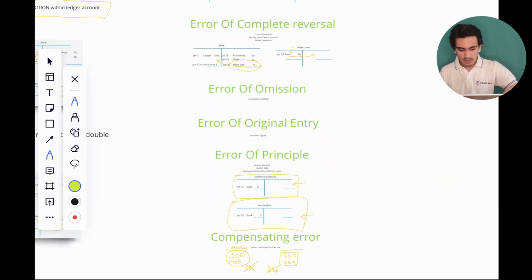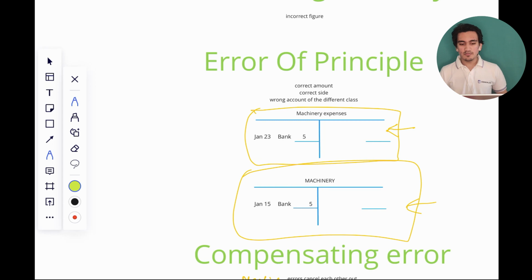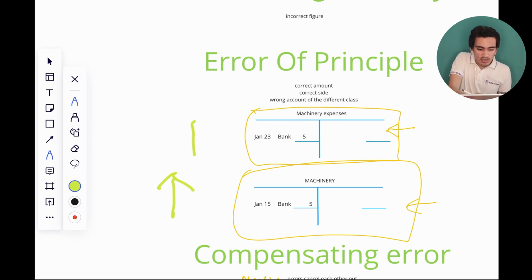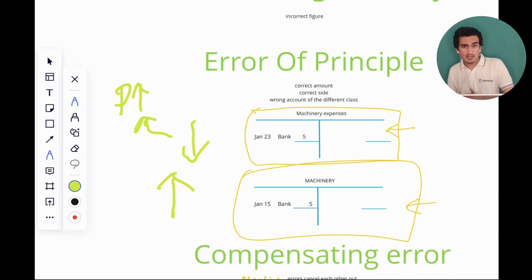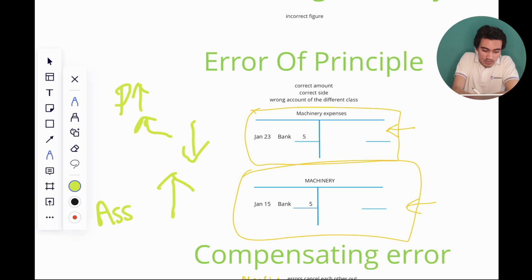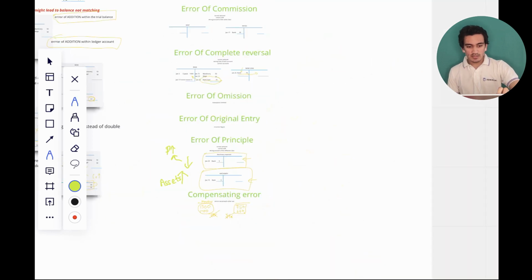For example, let's look at this simple error of principle. Over here, due to this error, I'm overstating my assets of machinery and I'm understating my expense, which can impact my profits, because now my profit will be shown as being more than what it is because I'm understating my expense. At the same time, my assets are also being shown as more than what they are, which is also incorrect. So these were different types of errors that we saw.